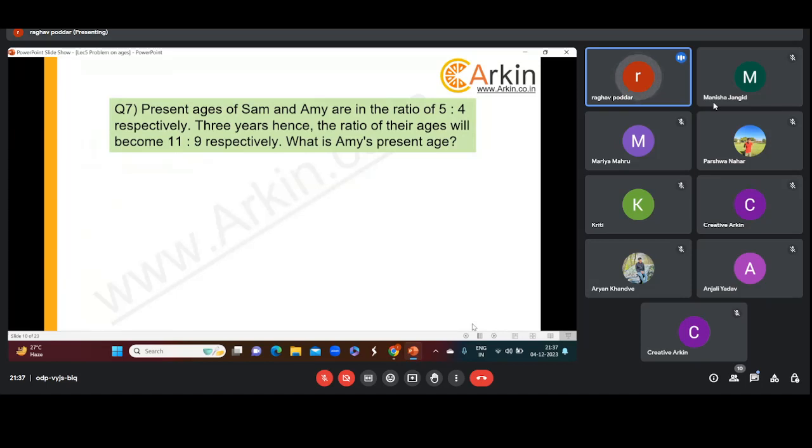So here's the next question for you all. The present ages of Sam and Amy are in the ratio 5:4 respectively. 3 years hence, the ratio of ages becomes 11:9. What is Amy's present age?